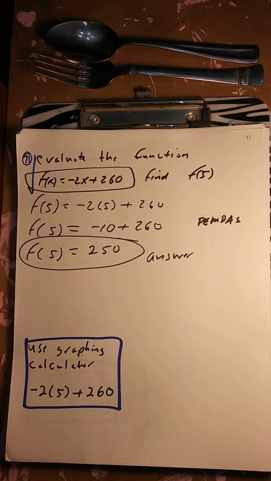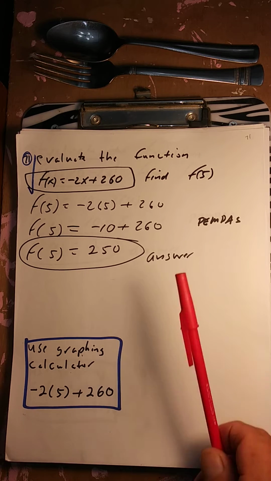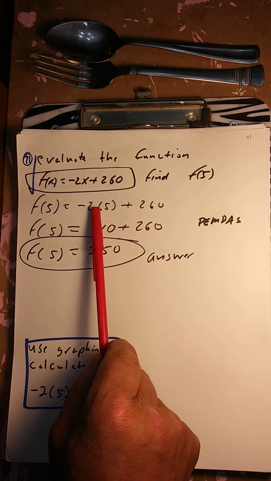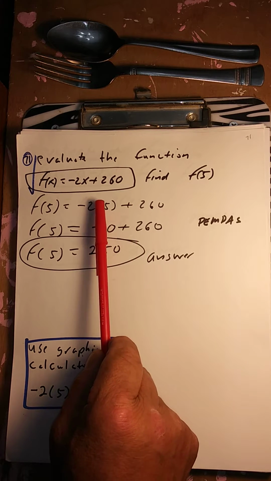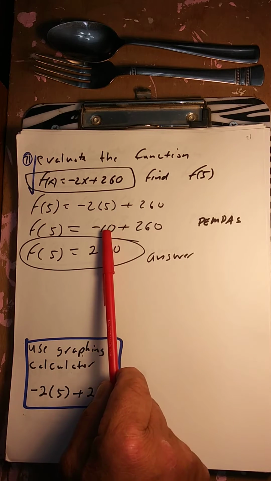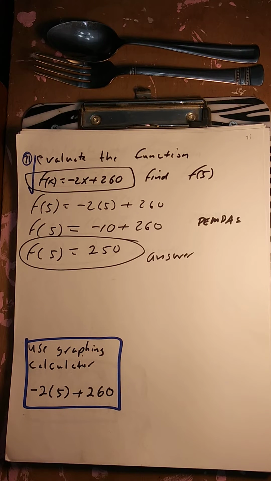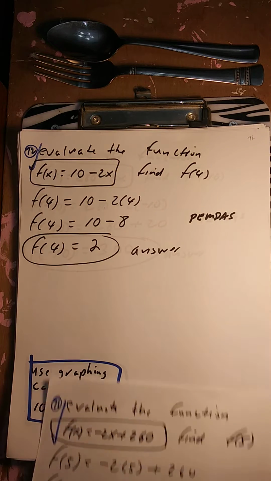Evaluate the function. So f of 5, that means put a 5 in there. So multiplication, addition, nope, do the multiplication first. So negative times positive is negative 10, plus 260 is 250. So f of 5 is 250.